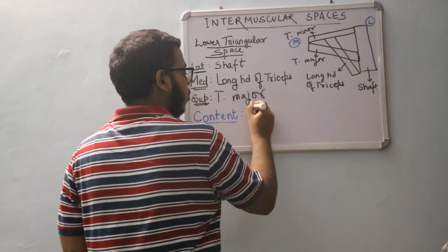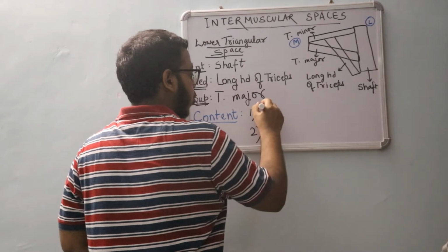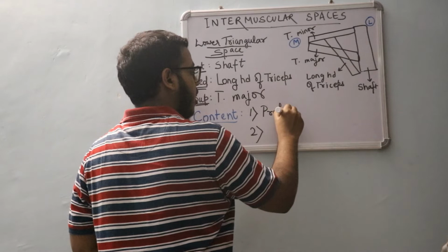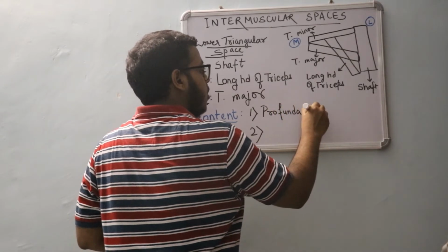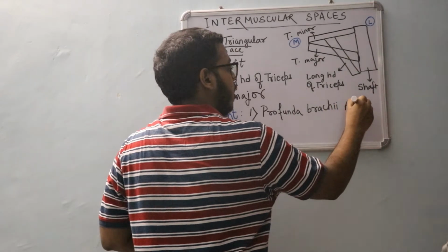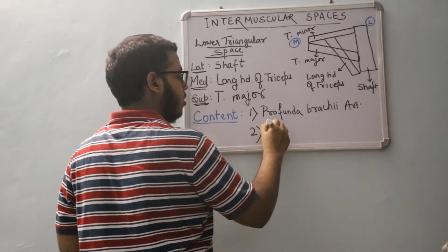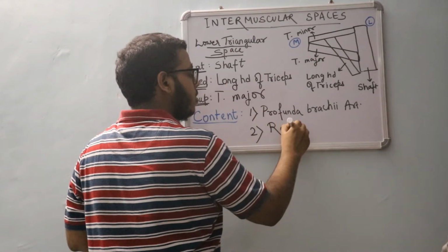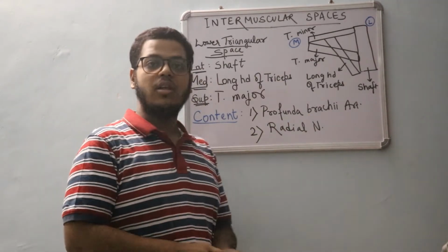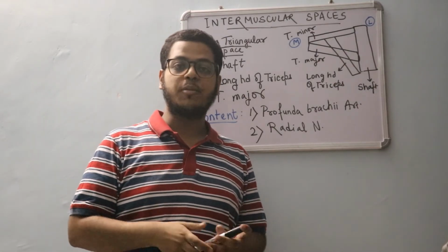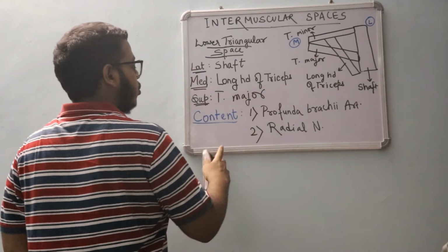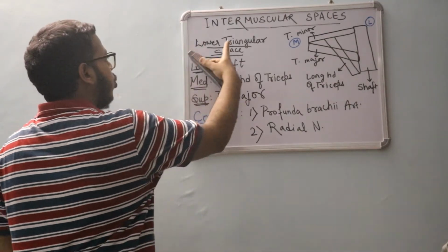So the two contents, what are they? One nerve, one artery. The artery is the profunda brachii artery, and the nerve is the radial nerve. The nerves and the arteries I have discussed in my previous videos. The link will be in the description, and you can watch it from there. So these are the contents and the boundaries of the lower triangular space.